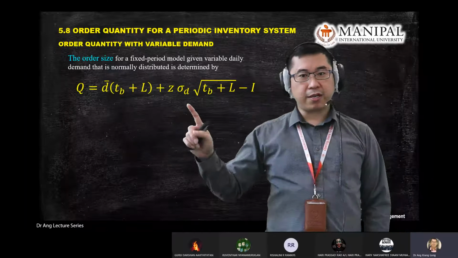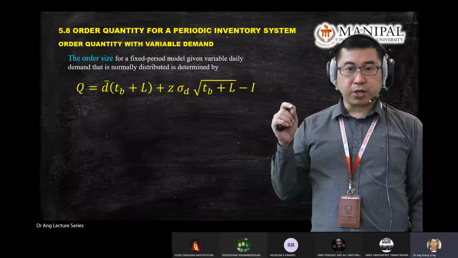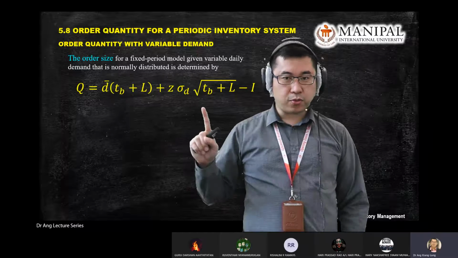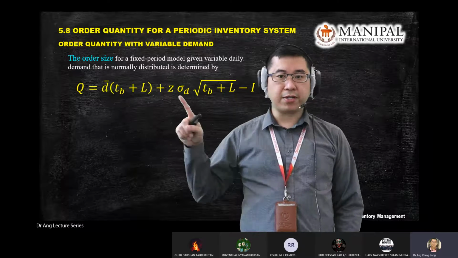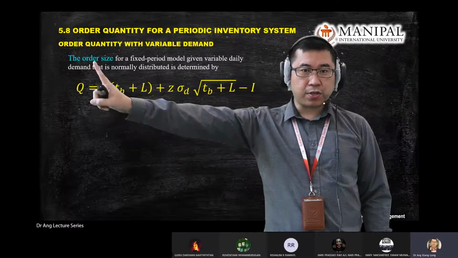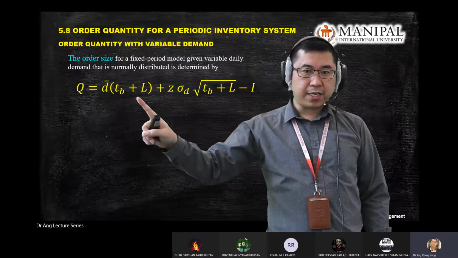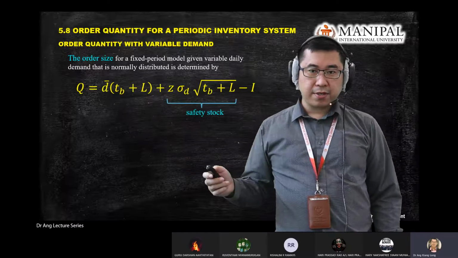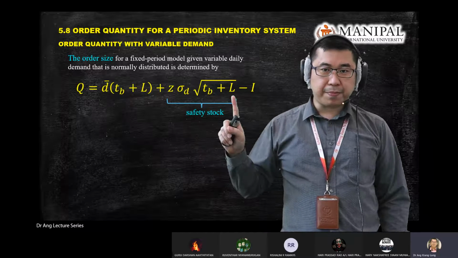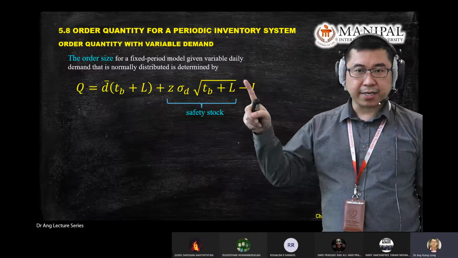Here, you modify a little bit from the previous equation, the reorder equation. I'm not going to explain the derivation of this one, but you're more focusing on application of the equation. So Q is the order size, equal to D dash, which is the average demand, times TB plus L. And the last one, Z sigma square root of TB plus L, this is your safety stocks, minus I, this is not 1, it is capital I.